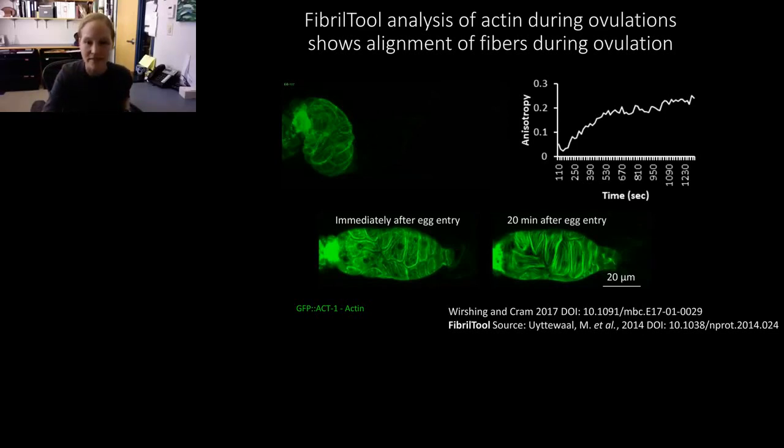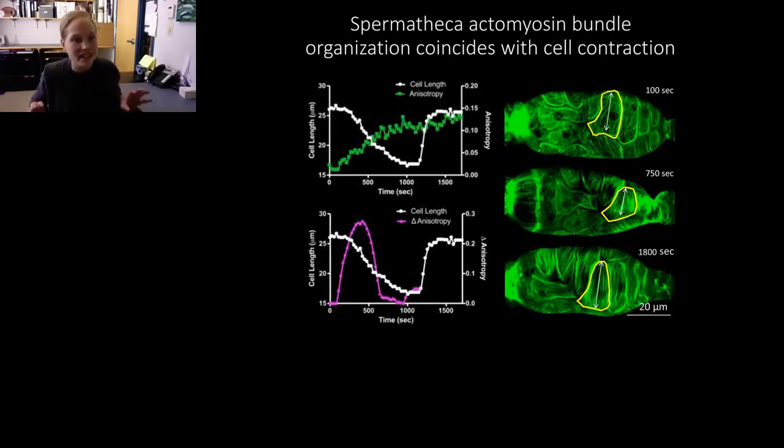The nice thing about Fibril tool and being able to visualize this in vivo is we're really able to tease out when this organization is occurring. By measuring cell length as a metric for cell contraction, so as the cell contracts, it shrinks in length, I'm able to determine when contraction is occurring. And using Fibril tool, I'm able to say when the increase in actin organization is occurring. What you can see is that as there is an onset in contraction, so as the cell length decreases, that's when I start to have an increase in actin organization.